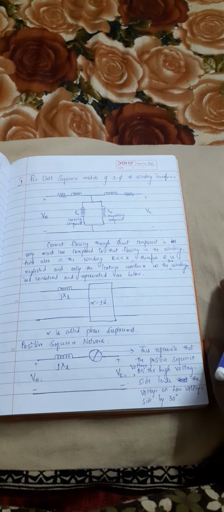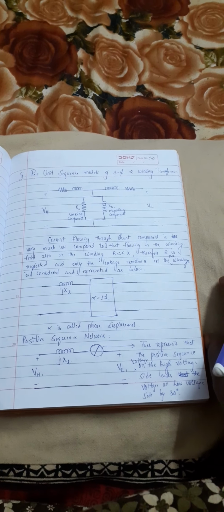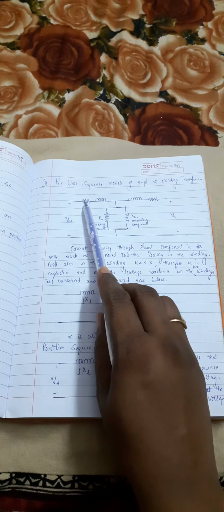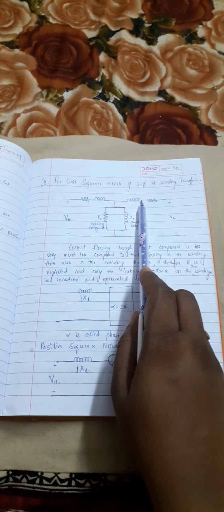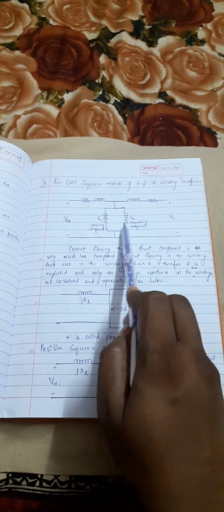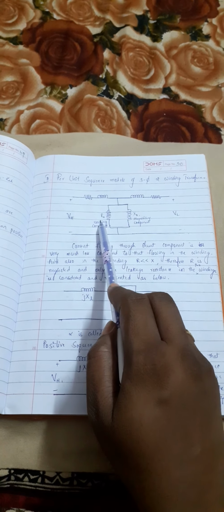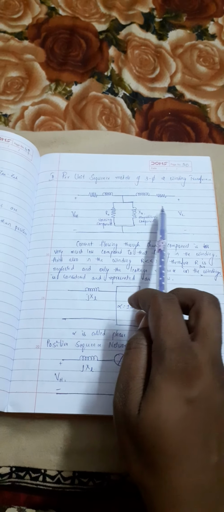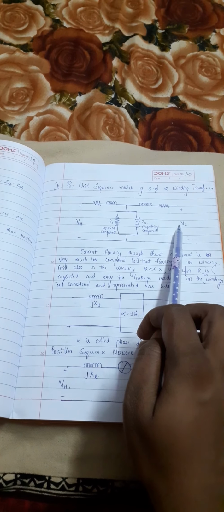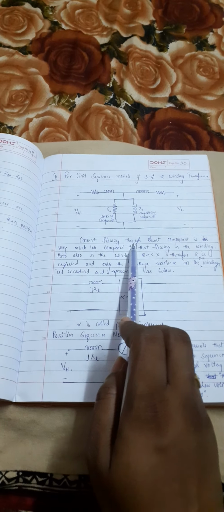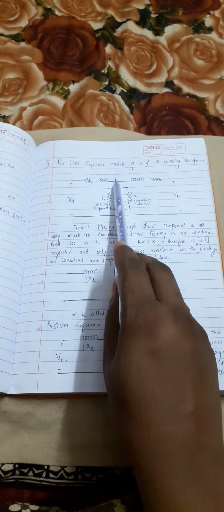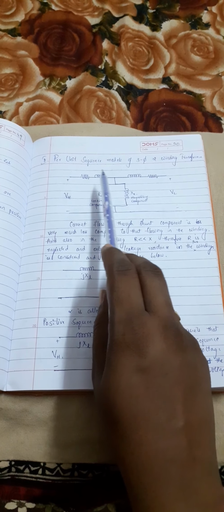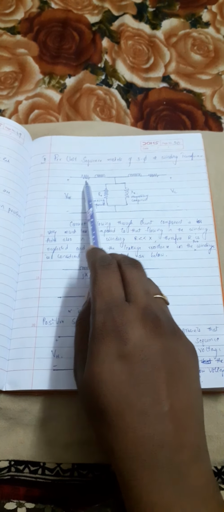Now next is the per unit sequence model, or the sequence network, of a three-phase two-winding transformer. This is the equivalent circuit of a transformer: the primary side and secondary side impedances, the magnetizing component and the working component, that is resistance and reactance, represented, and this is the high voltage side and low voltage side. Here I am considering that the current flowing through the shunt component is very much less compared to the current flowing through the winding.